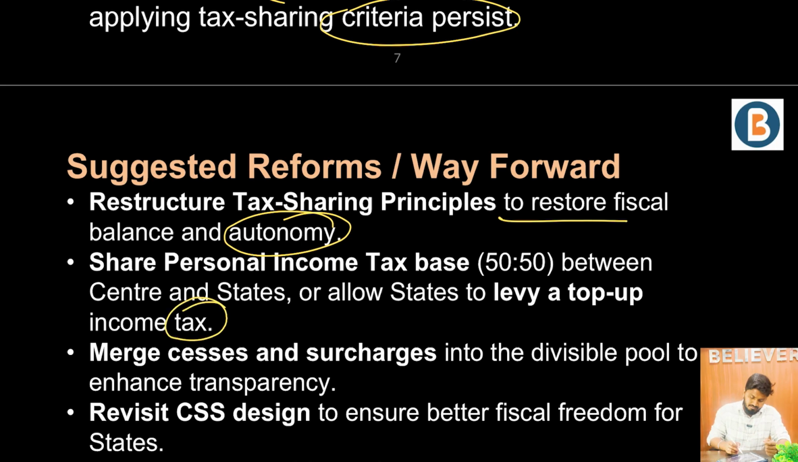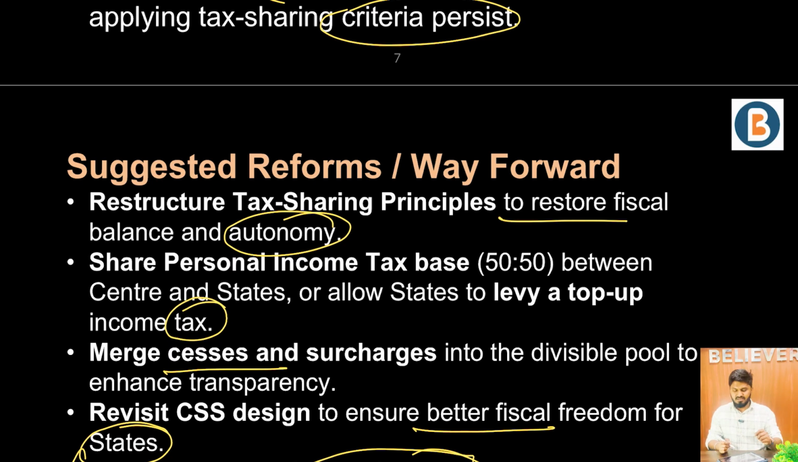Then merge cesses and surcharges into the divisible pool of funds. Those which are kept out of the divisible pool have to be brought into it, which increases the amount present in the pool. Only then can it be transferred proportionally to the states so that they can address their expenditure needs. Then revisit the CSS division, to ensure better fiscal freedom for the states as well. And finally, periodic review of fiscal federalism through independent bodies and state special commissions.